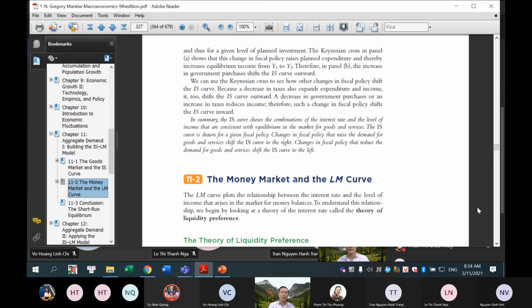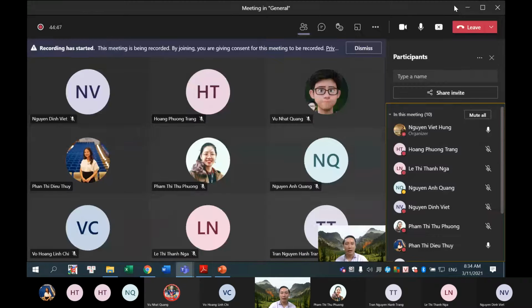Okay, can you tell me some reason why you hold money now? You have 1 minute to think, and then I will ask some of you to give the answer. Why do we hold money in pocket?